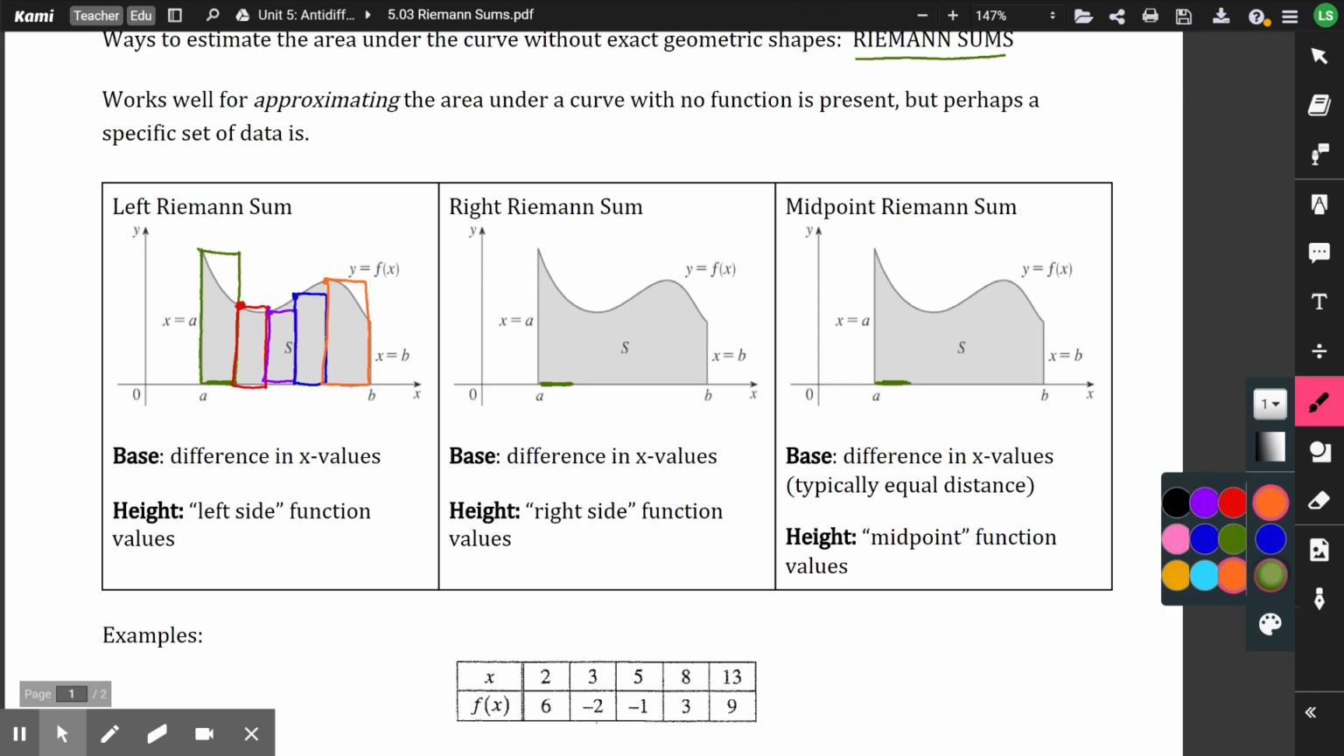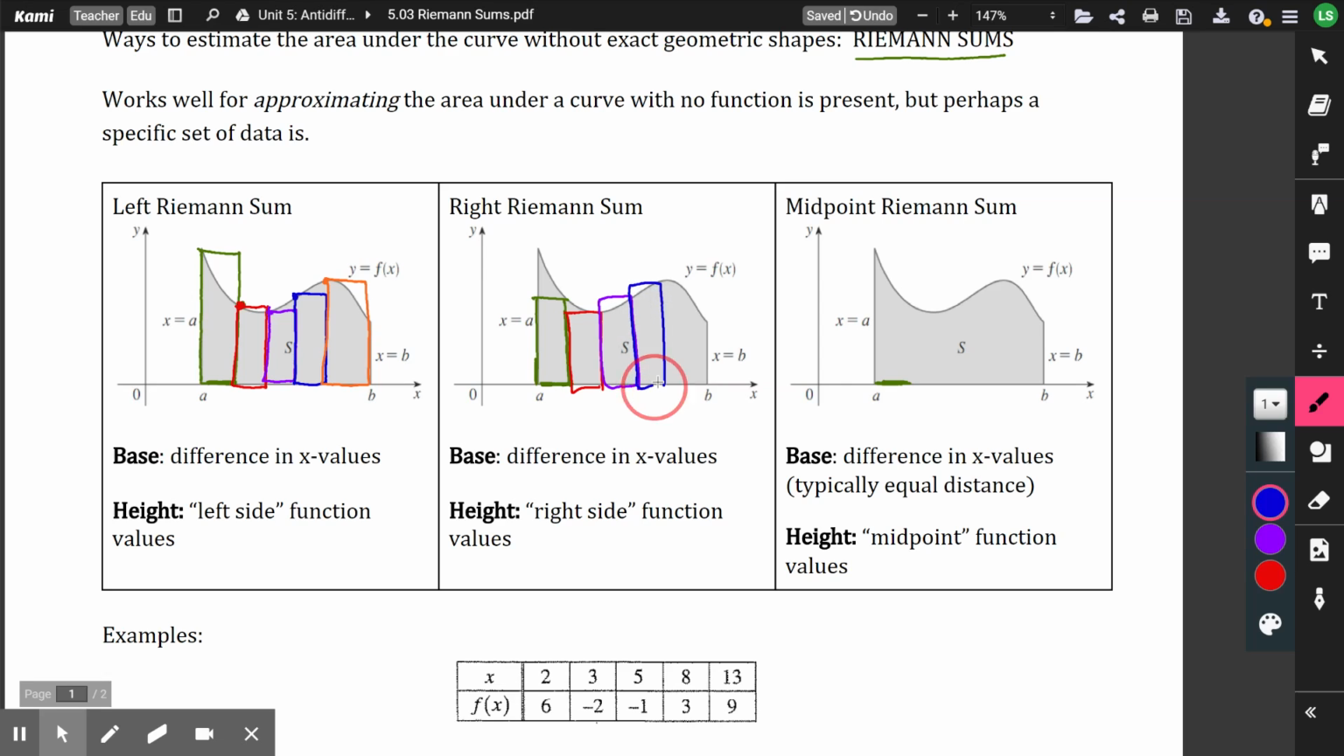The right Riemann sum is the same idea, but instead of using the left side of the rectangle, we're going to use the right side of the rectangle to evaluate how tall the rectangle should be. Again, the delta x in this case does not have to be the same. They can be different widths for each one of these rectangles, but the height of each rectangle comes from the larger of the two x values that are evaluated in your function.